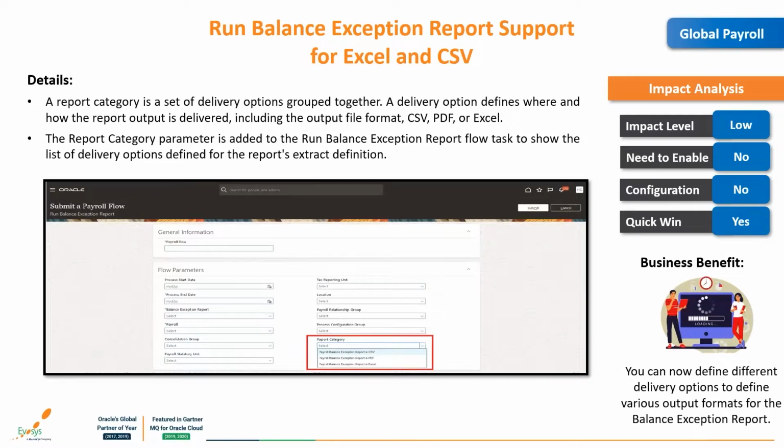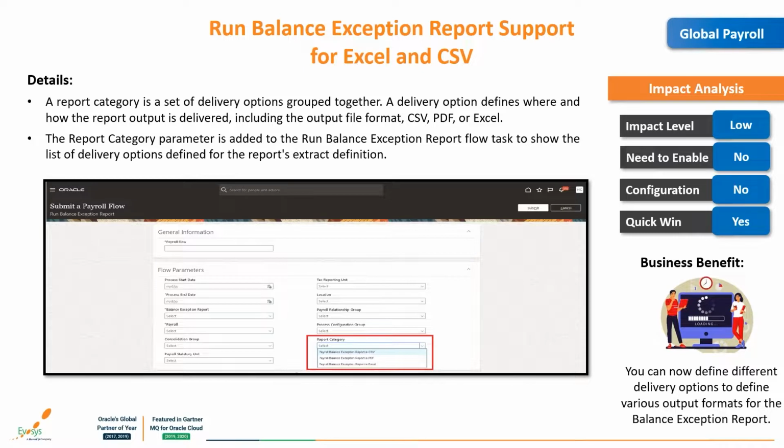The next feature is run balance exception report support for Excel and CSV. When we are running the payroll reports, we all would have seen a report category parameter. This is nothing but the delivery option and the output format that we want the report to get downloaded with. This delivery option can be multiple. So we can have a PDF format, Excel and CSV.